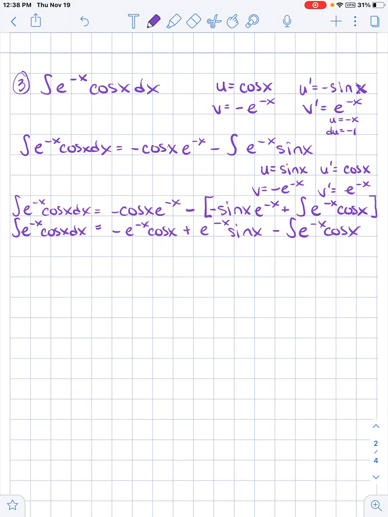But this is why I ask you to rewrite the original, because if you'll notice, this value on the left side, those are like terms. Those are both the same integral. So if I add this antiderivative to both sides of the equation, I end up with two of these then.